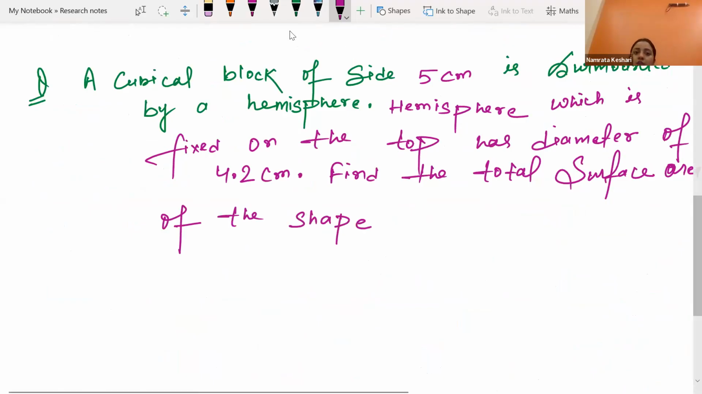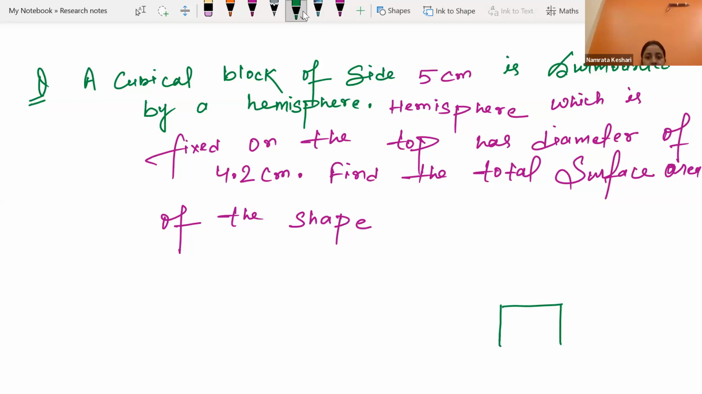Okay, so a cubical block we are having. A cube, basically. A cube which has side 5 centimeters, so side a is given as 5 centimeters. It is surmounted by a hemisphere. So on this cube there is a hemisphere which has been placed like this. Okay.